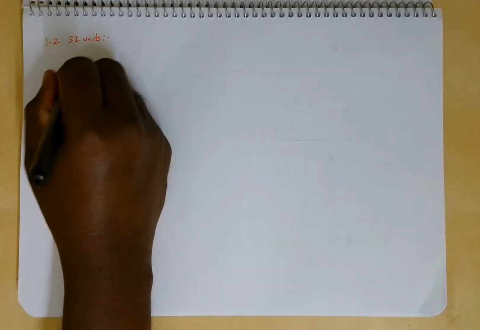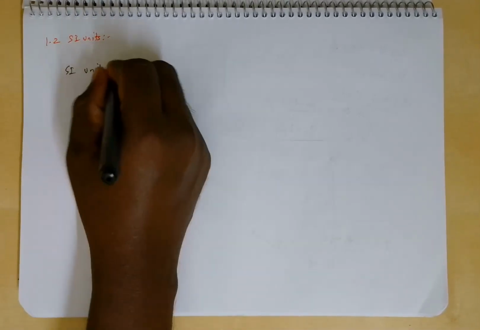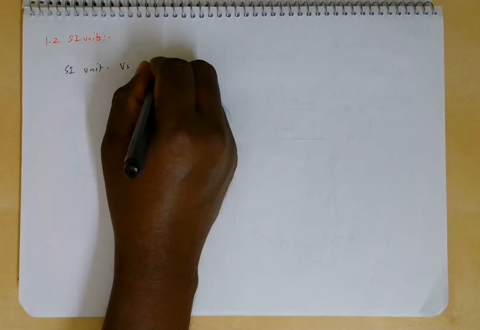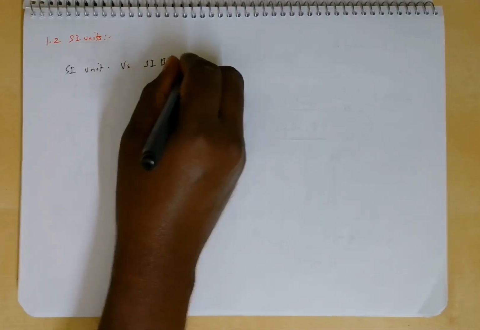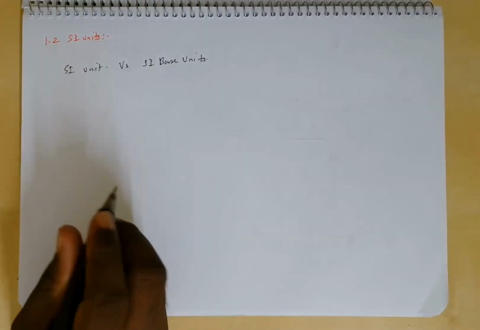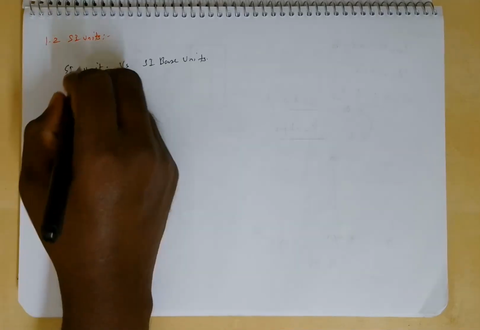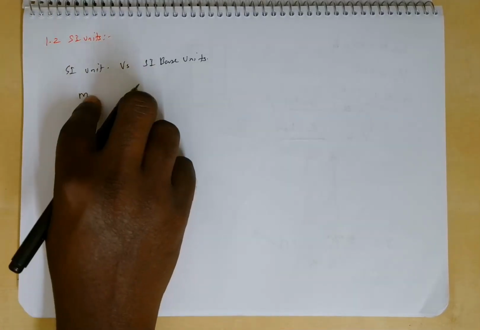Okay. So remember, we have two things. One is SI unit, versus SI base unit. People still misunderstand this one. SI unit is, for example, meter is SI unit for length.